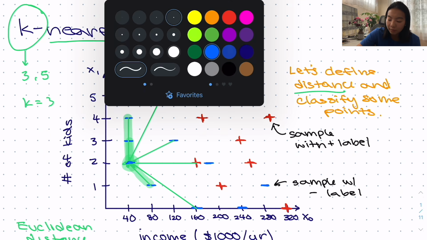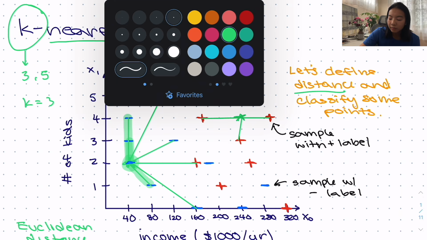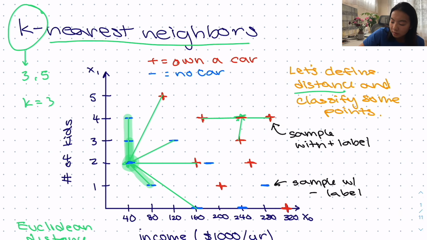All right, now what if my point is somewhere over here? Let's say that a couple has 4 kids and they make $240,000 a year. All right, well now my closest points are this one, probably a little bit over that one, and then this one, right? Okay, still all pluses. Well, this one is more than likely to be a plus, right? Now let me get rid of some of these just so that it looks a little bit more clear.